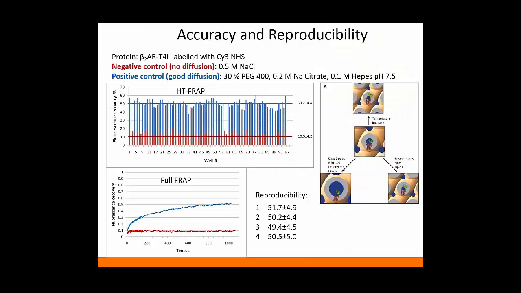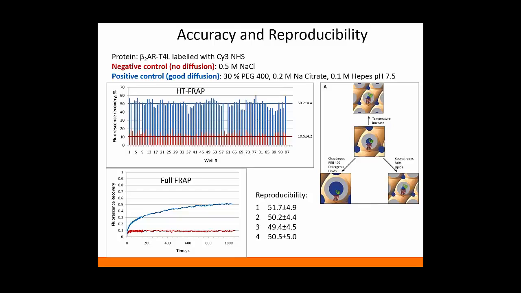When you use high-throughput FRAP, you need to understand the levels of accuracy and reproducibility in these experiments. To evaluate them, we perform the following experiments. We use beta-adrenergic receptor fused to T4 lysozyme, and we set up 2 plates using 2 conditions. One is positive control conditions where we know that the protein diffuses well. And the second plate was with negative control, conditions in which protein doesn't diffuse.